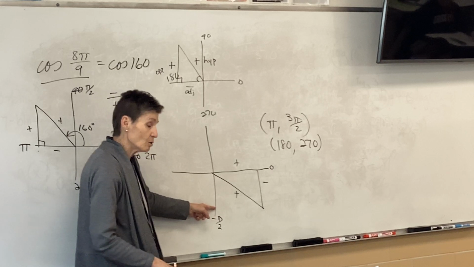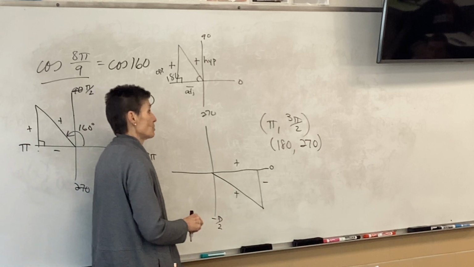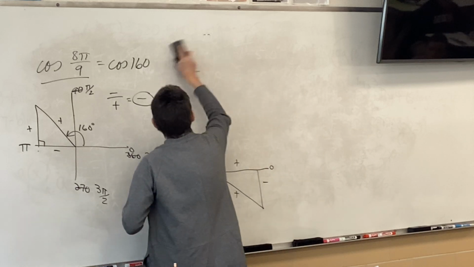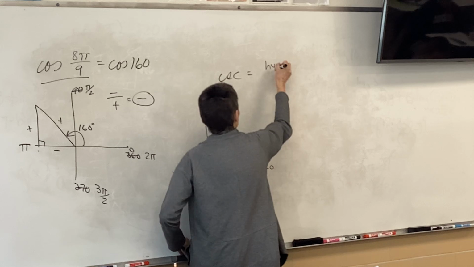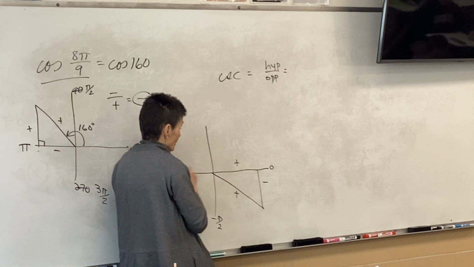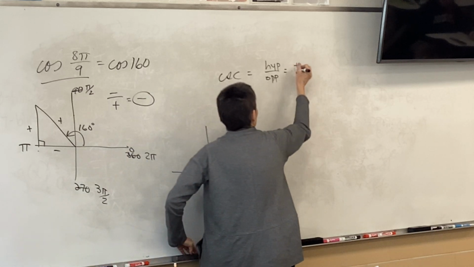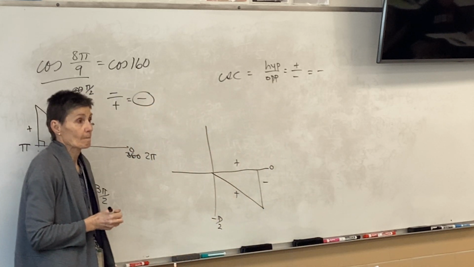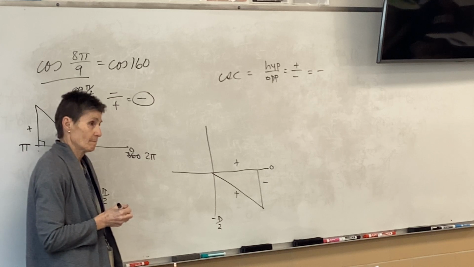Now I want the cosecant. Cosecant is the reciprocal of sine. So cosecant must be hypotenuse over opposite. So positive over negative, negative, so that'll be a negative answer. Okay, how do you know the hypotenuse is positive? Always. Oh, it's always, okay.